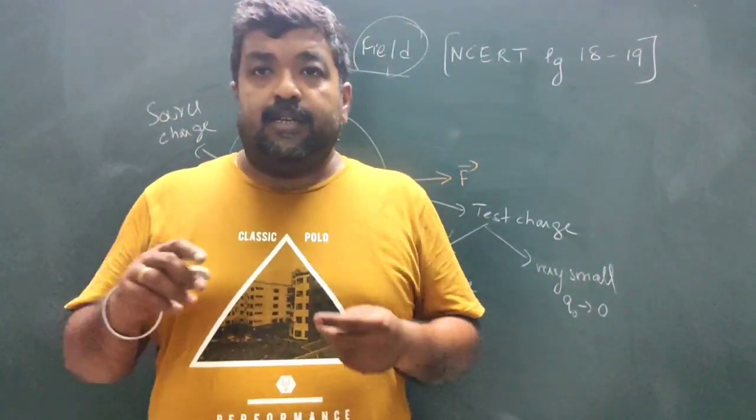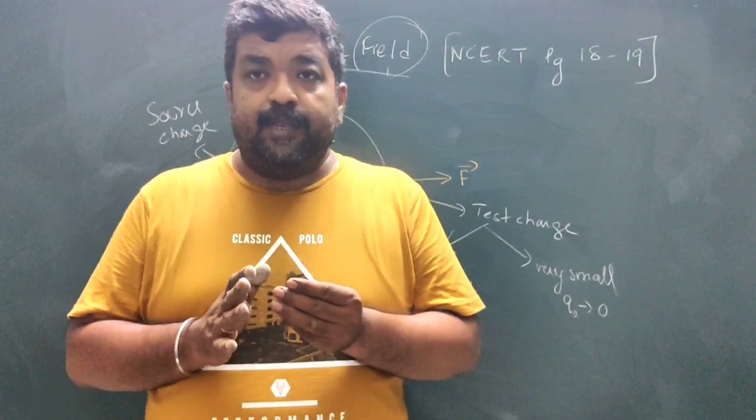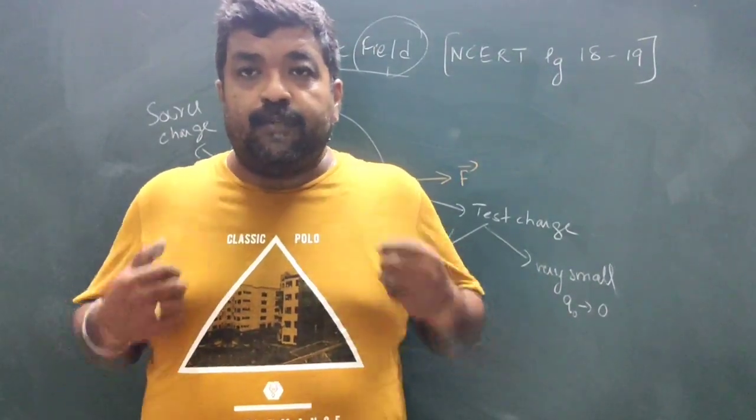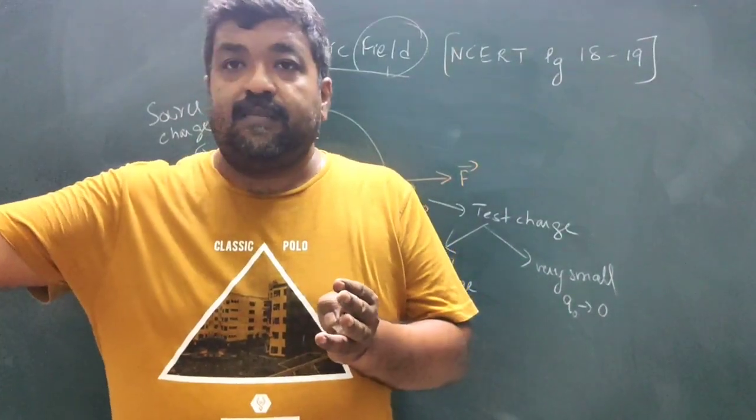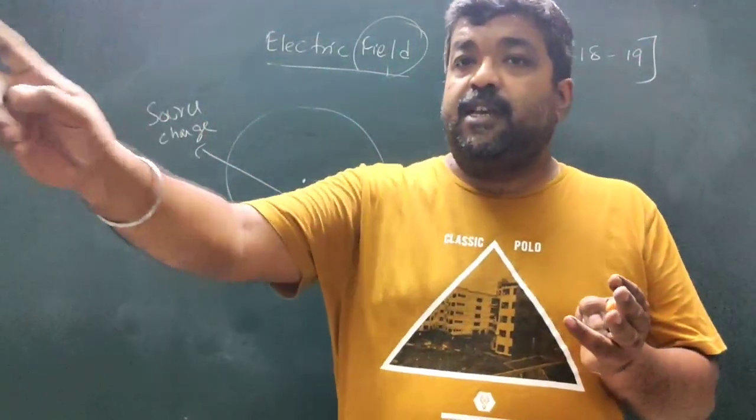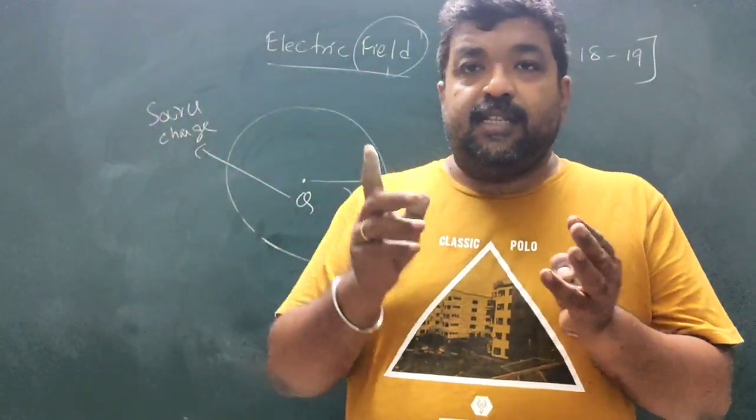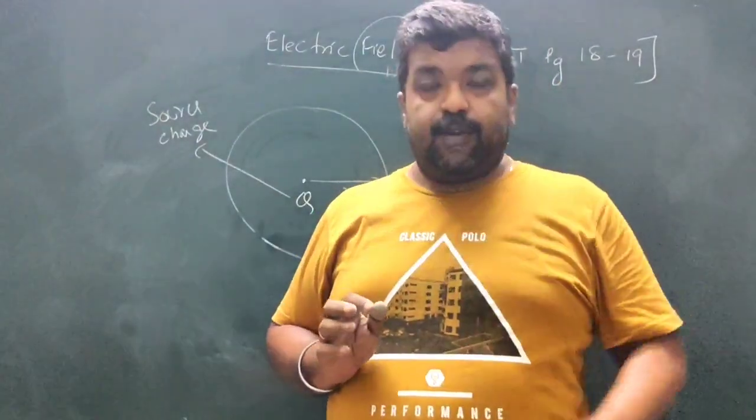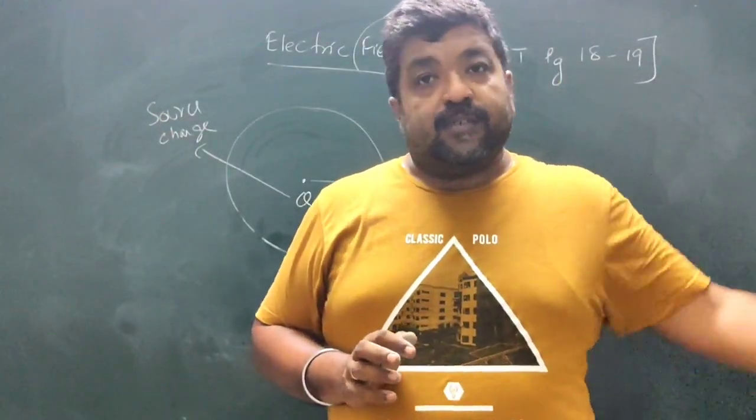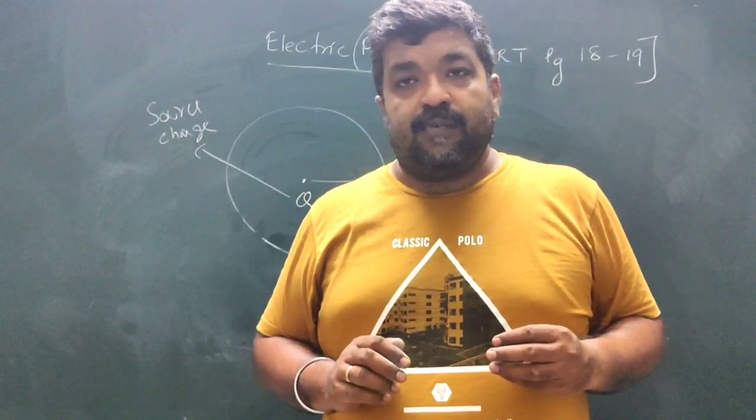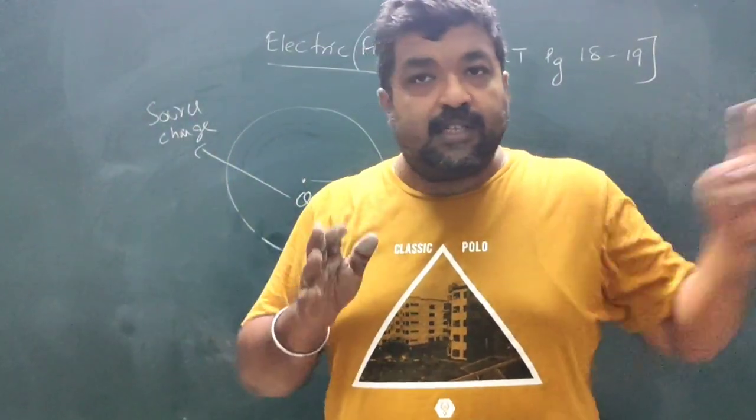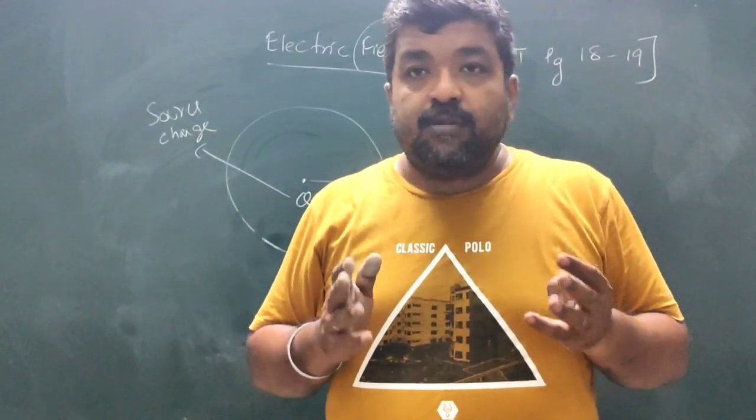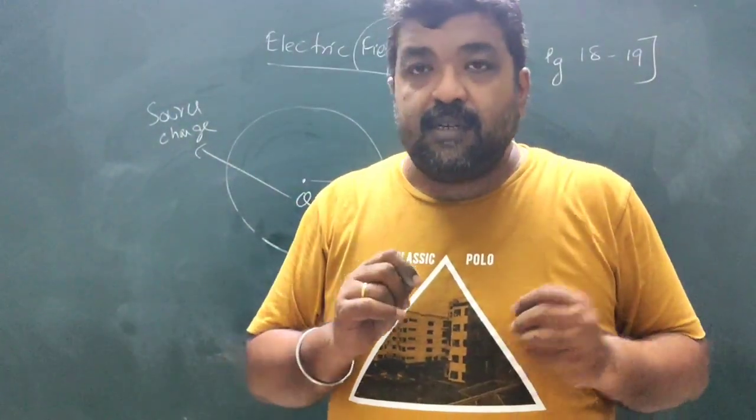Suppose I want to study the property of this region, which is under the influence of that charge. Here I have a charge, and this is its region of influence. Now, if some other charge is also producing an electric field here, this region will be under the influence of both charges. But I want to study the electric field of a single charge, not two charges.